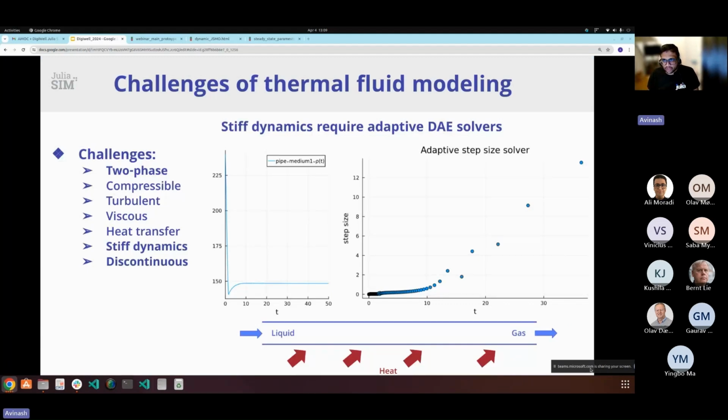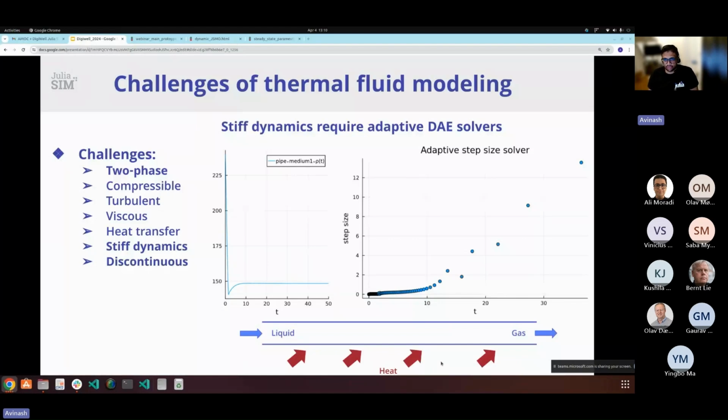So the overview of thermal fluid modeling is you commonly have fluids in a pipe. Say you have a flowing fluid and you're adding heat to that fluid. Usually the interesting applications involve some kind of phase change, from liquid to gas, or gas to liquid, like condensation and evaporation as a result of heating.